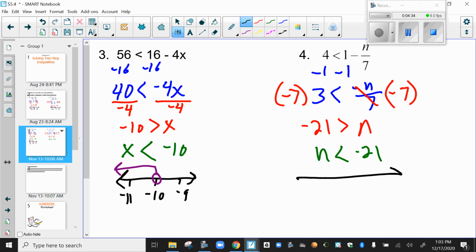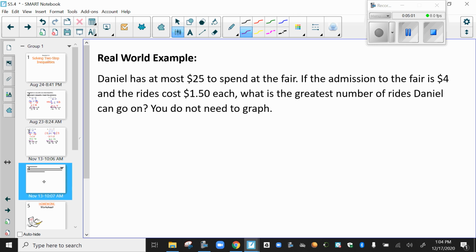I'm going to draw my line. Negative 21. I'm going to go up 1 here. Down 1 here. All right. I'm going to look. My sign is less than, so it's open circle. And an arrow going up and to the left again. Easy peasy, right? We're just implementing the same skills. The one thing you have to remember is if you multiply or divide by a negative number, you flip your sign. All right?